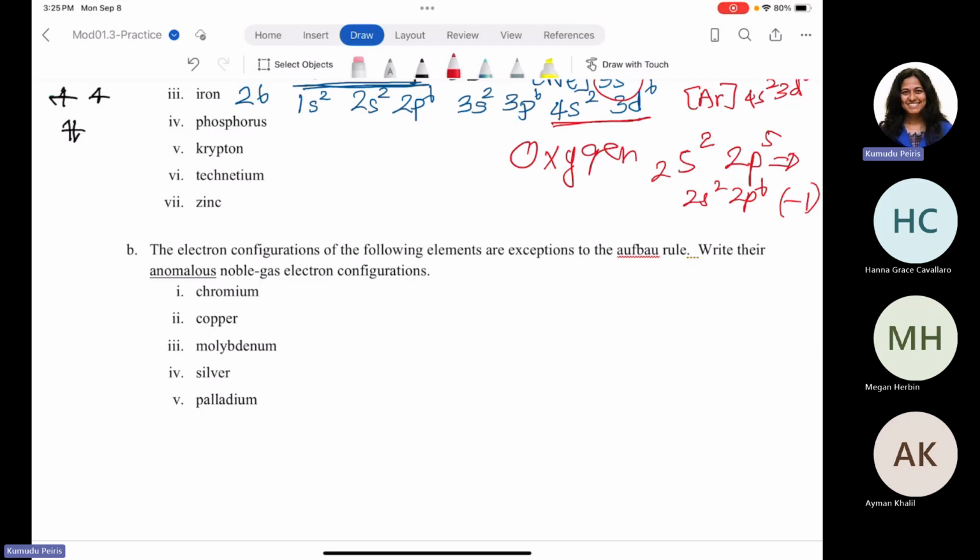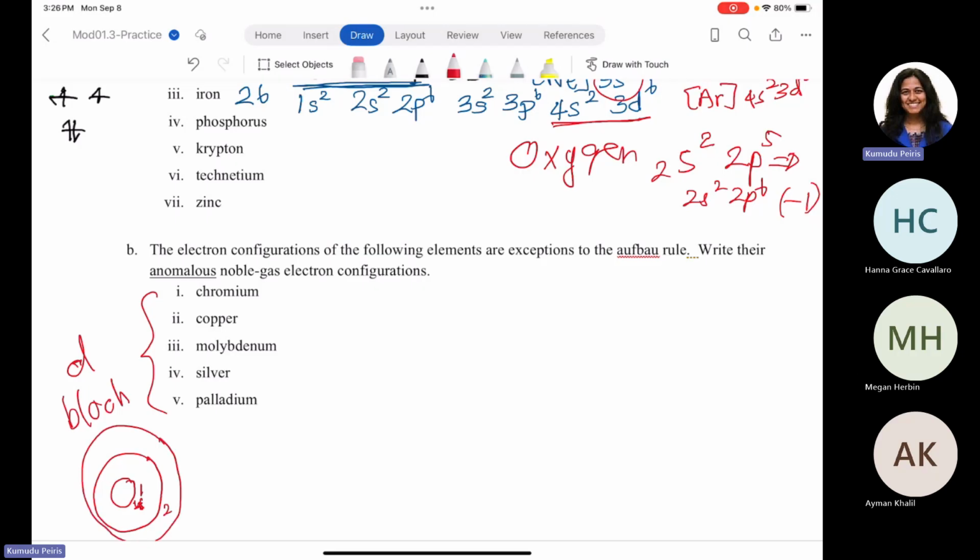Chromium, copper, molybdenum, silver, palladium. They are all transition or d-block elements. In this case, why are they not following the Aufbau rule? The Aufbau rule means this is 1s, energy level 1. This is energy level 2. This is energy level 3, and like that, energy level 4.